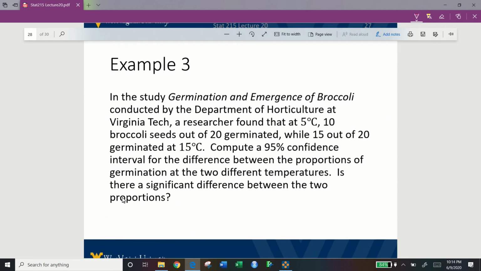At this point, let's take a look at an example to wrap up this lecture. In the study, Germination and Emergence of Broccoli, conducted by the Department of Horticulture at Virginia Tech, a researcher found that at 5 degrees Celsius, 10 broccoli seeds out of 20 germinated, while 15 out of 20 germinated at 15 degrees Celsius. Compute a 95% confidence interval for the difference between the proportions of germination at the two different temperatures. Is there a significant difference between the two proportions?